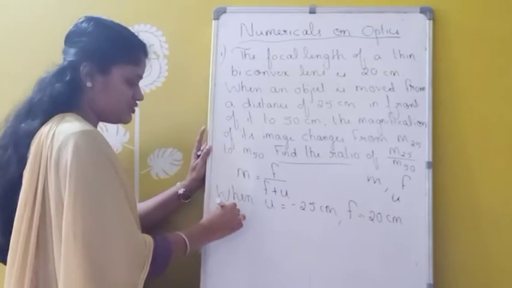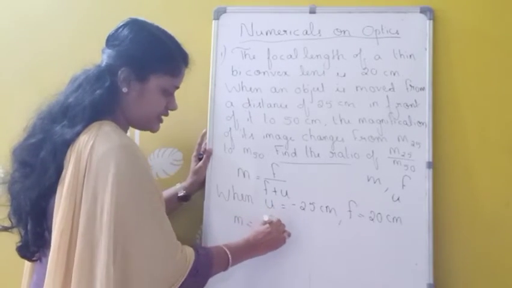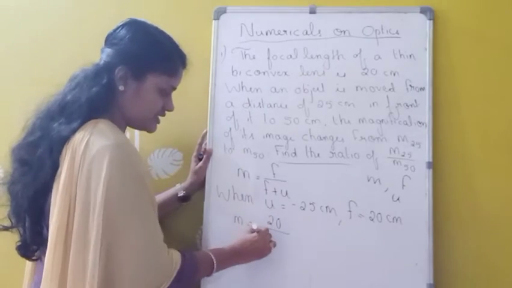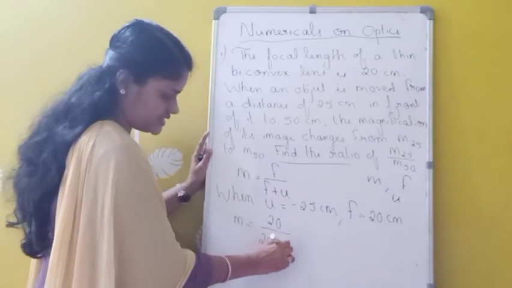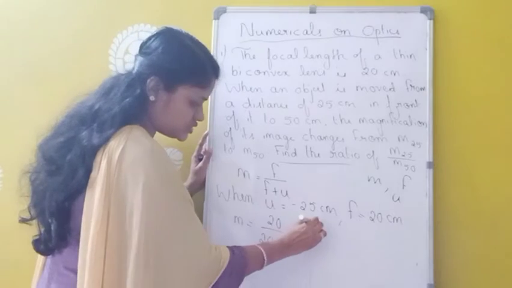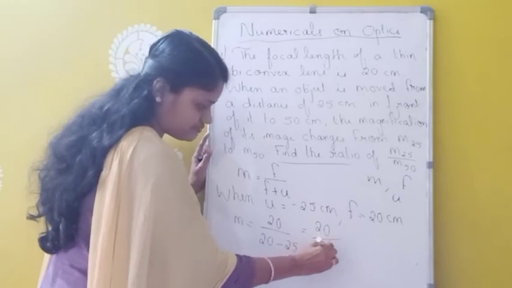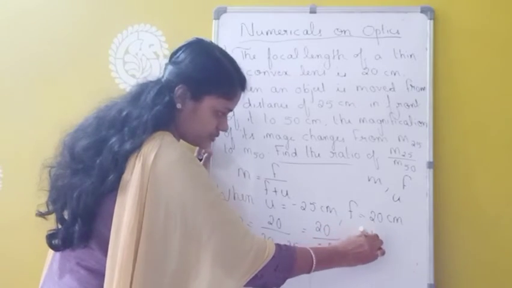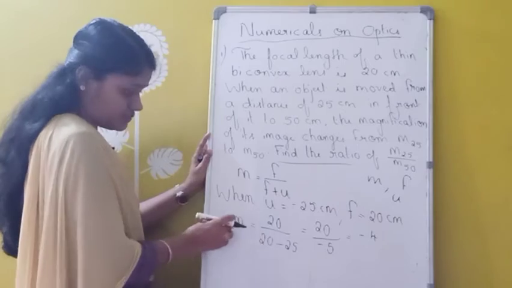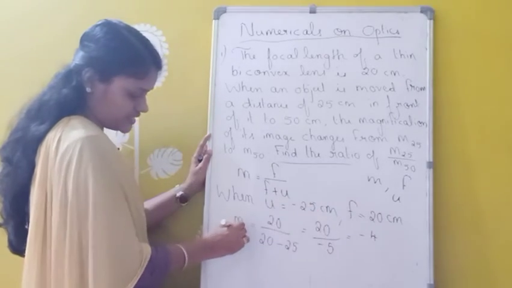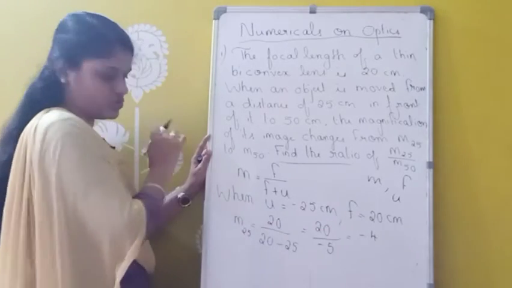Okay. Now how will you find magnification? M equals, what is F here? 20 divided by again 20 plus U. Then plus into minus become minus. So 20 minus 25. So we are getting 20 divided by, so 20 minus 25 is minus 5. Okay, so we are getting minus 4. So magnification, so here when the object is at how much distance? 25 centimeters. So we can write here as M25. So M25 we got as minus 4.